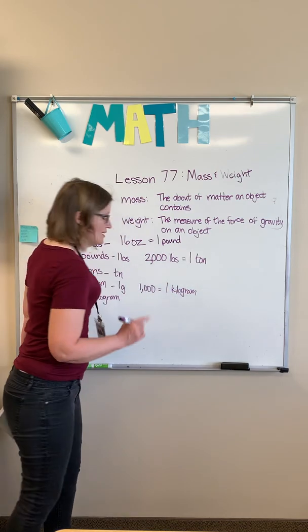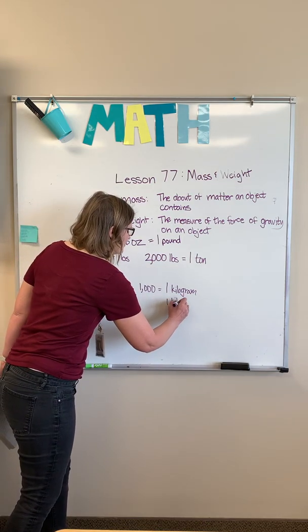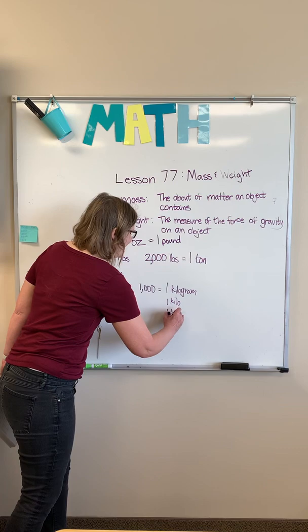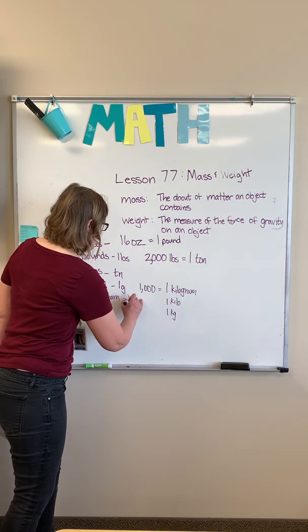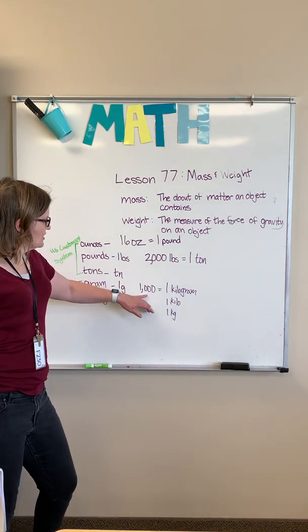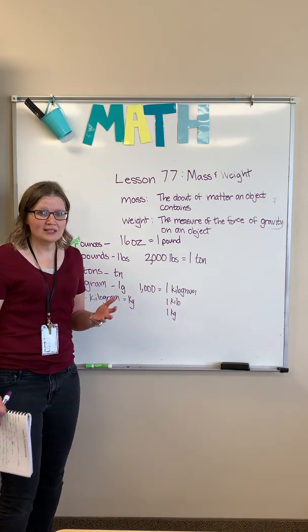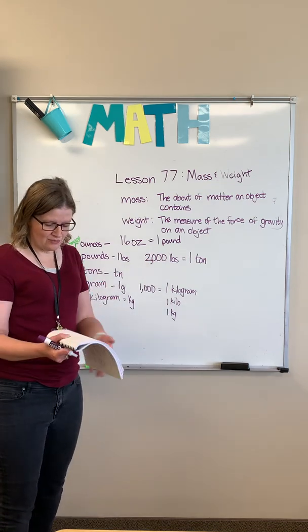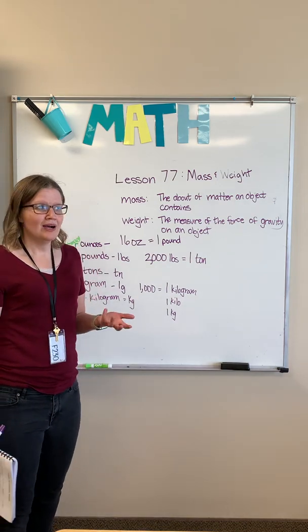And we can say it a couple of different ways. We can say 1 kilo or 1 kg. And so kilogram, the abbreviation is kg. And there are 1,000 grams in a kilo. And a kilo is not terribly heavy. I'm trying to think. It's about the weight of your math book.